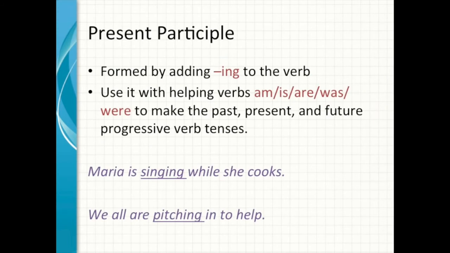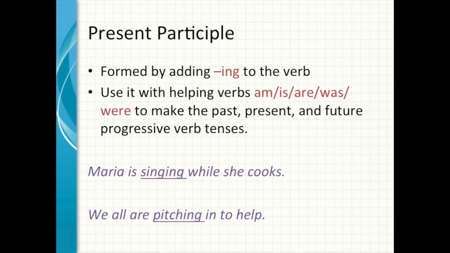Here is the first term you need to remember this week: present participle. As I mentioned on the previous screen, the present participle is formed by adding ing to the verb. You can use the present participle, or ing form of the verb, with the helping verbs am, is, are, was, and were, in order to make the past, present, and future progressive verb tenses. Here are some sentences that use present participles to make a progressive verb tense.